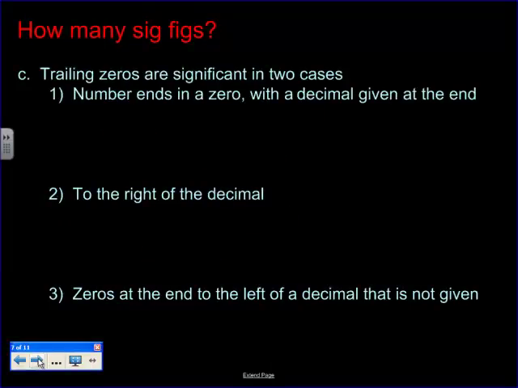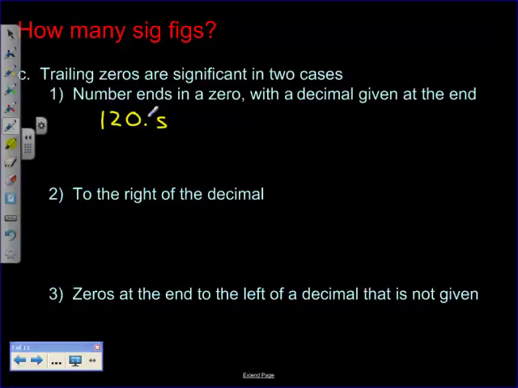This next slide here gets a little bit harder. This is where it gets a little bit harder to figure out what's going on. So let's talk about these rules. Trailing zeros, that would mean zeros at the end of a number. Leading zeros at the beginning, trailing at the end of a number. They're significant in a couple of cases, and you'll see that there are 3 things here. That's the case where they are significant.